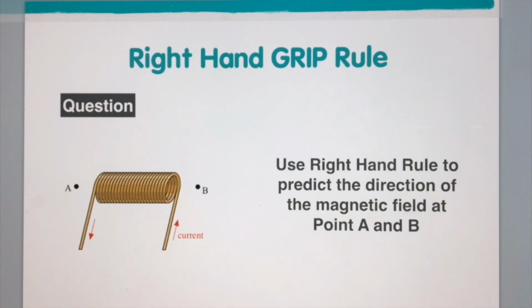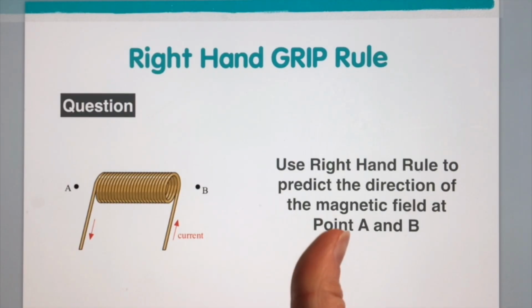The right-hand grip rule is super useful when we're dealing with solenoids. We can find the direction of magnetic fields using this very simple rule. So let's look at this question. Using the right-hand rule, predict the direction of the magnetic field at point A and B. So let's go with point B first.